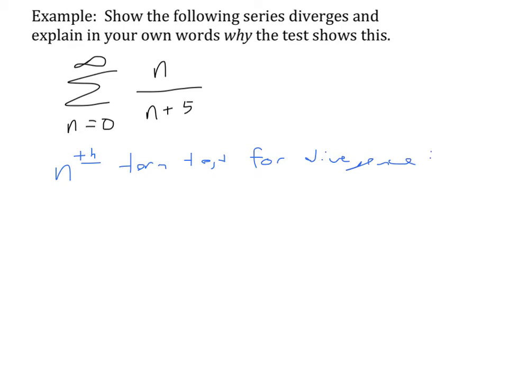So the way we do the nth term test for divergence is we do the limit as n approaches infinity of n over n plus 5. This is a simple application of L'Hopital's rule. Turns out it's 1. And so the conclusion is, because this limit isn't 0, the series diverges.